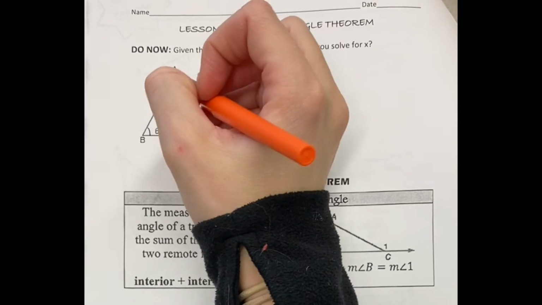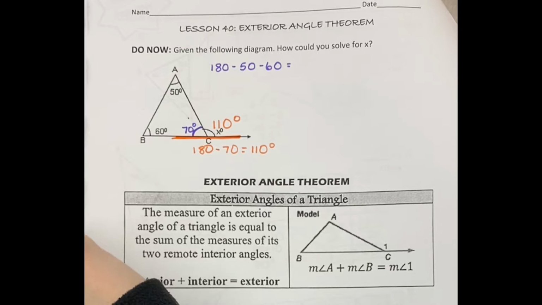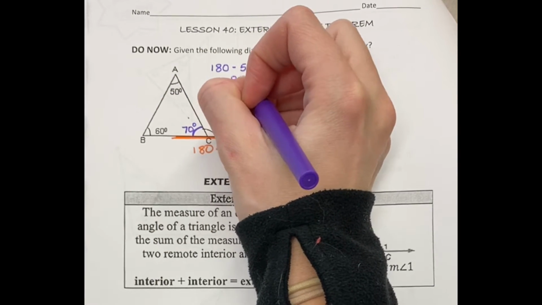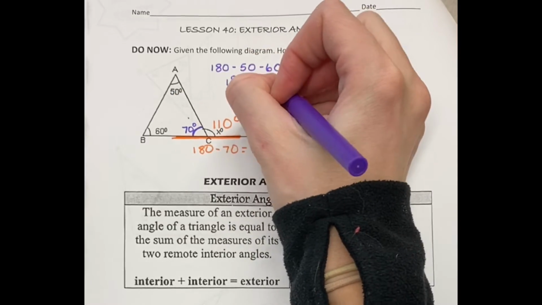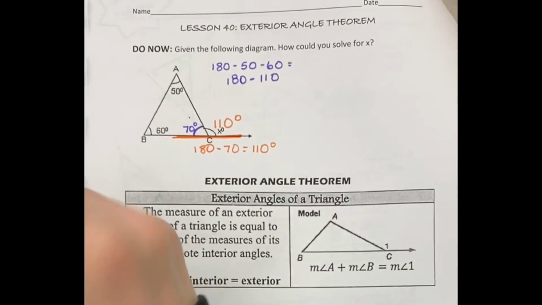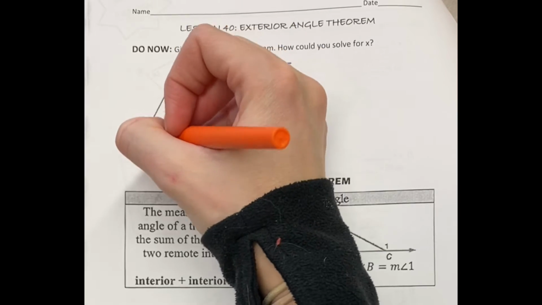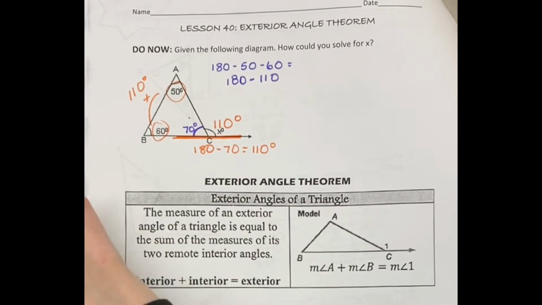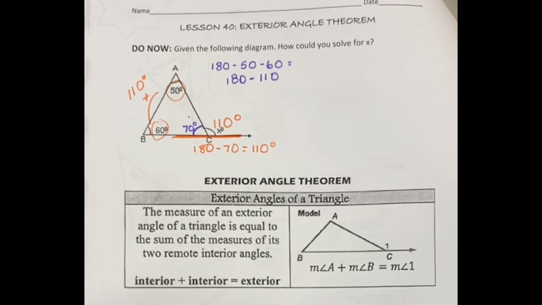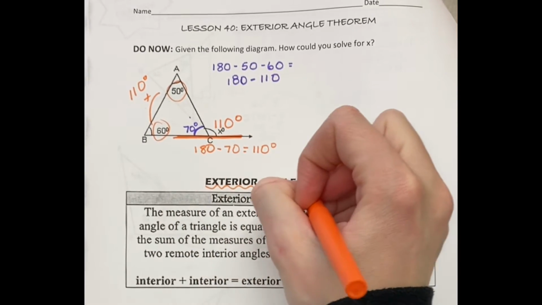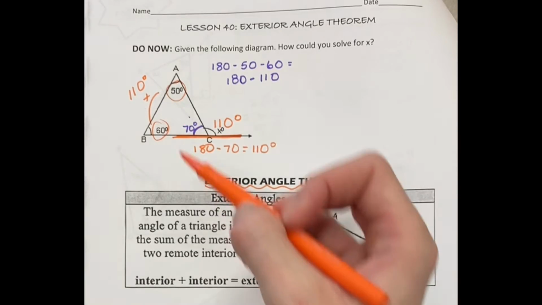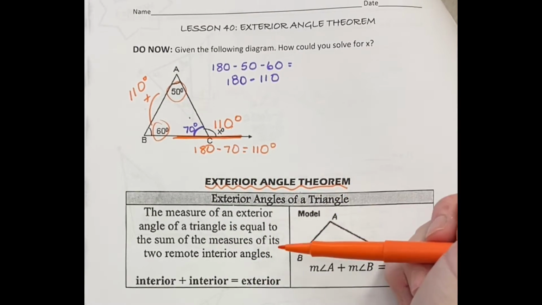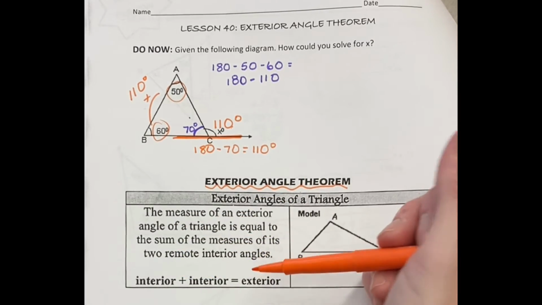Looking here, I notice that if I did 180 minus 50 minus 60, the same as 180 minus 110, because 50 plus 60 equals 110 degrees. So that actually brings me to my exterior angle theorem, which tells us that the measure of the exterior angle, like here, is equal to the sum of the measures of its two remote interior angles.